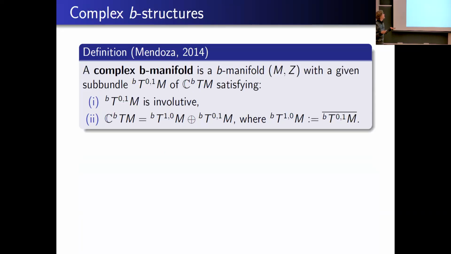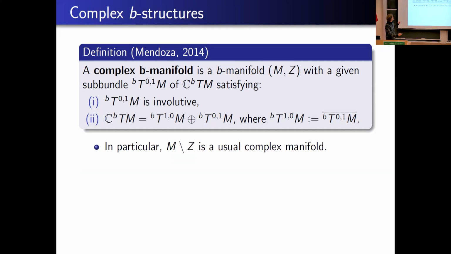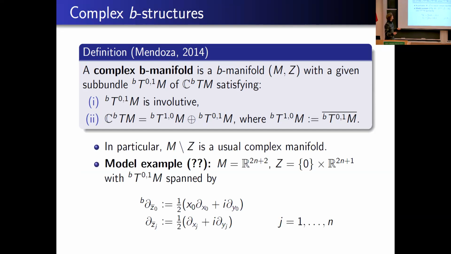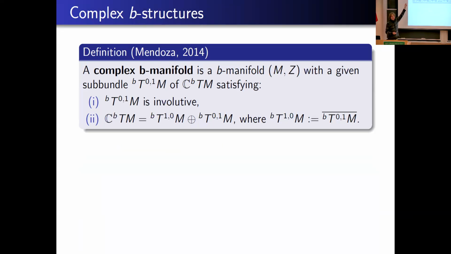Complex B structure, probably defined by multiple people, but I'll attribute it here to Mendoza, 2014, considered a complex B manifold to be the exact same thing. If I flip back and forth, I don't know which button to press, but these definitions would change very little. Just the word B gets put in a few places. So it's the same definition. And the integrability hypothesis uses the fact that the B tangent bundle is an algebroid. So you can bracket vector fields that are tangent to Z. They remain tangent to Z.